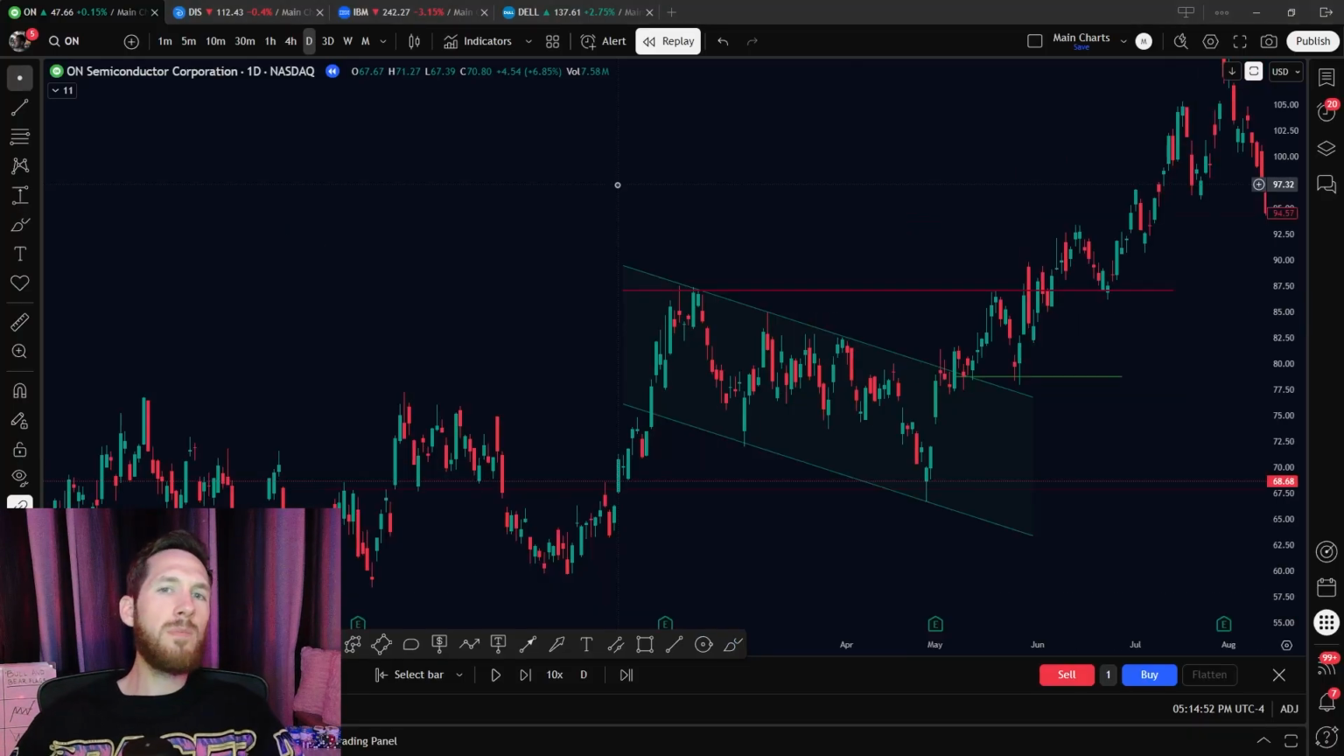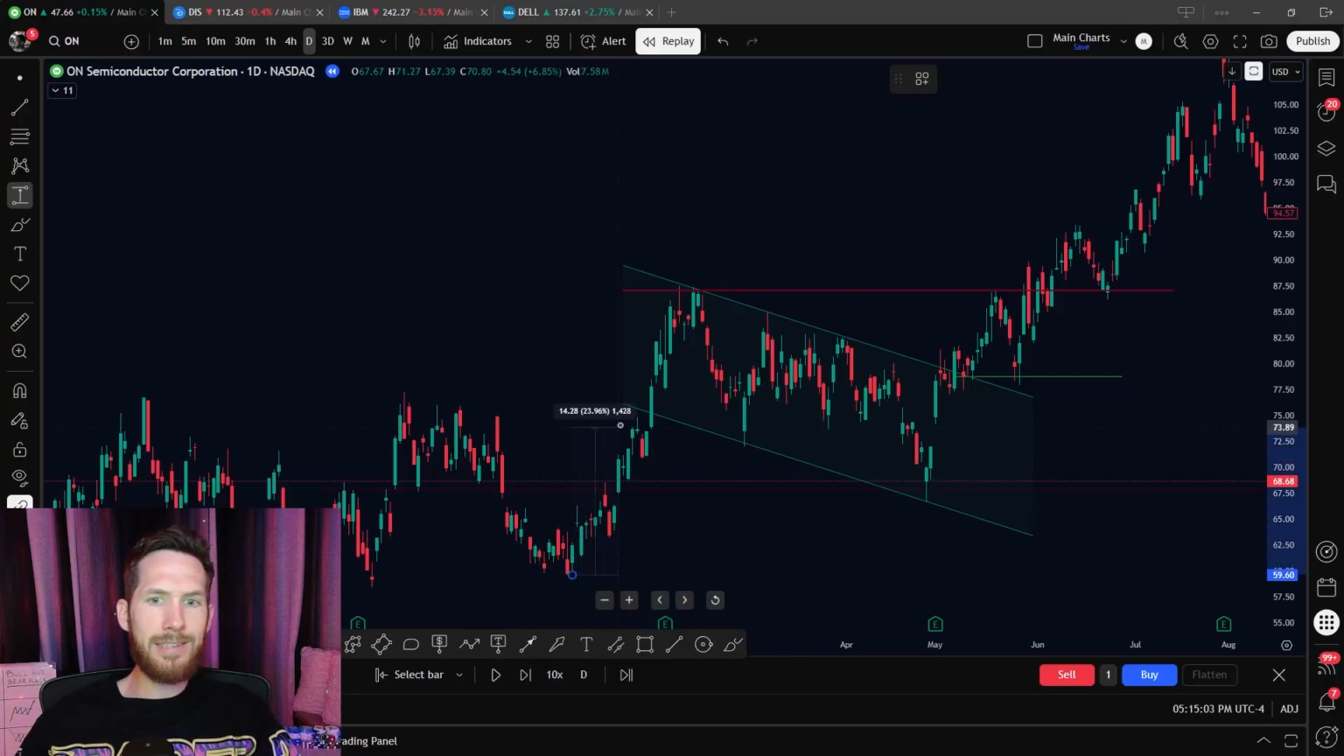All right, so how do we measure the target level for flag patterns? This is one of my favorite things about trading flag patterns. I think this is really cool. Now, granted, price doesn't always trade up to these levels, but it acts as a good gauge.